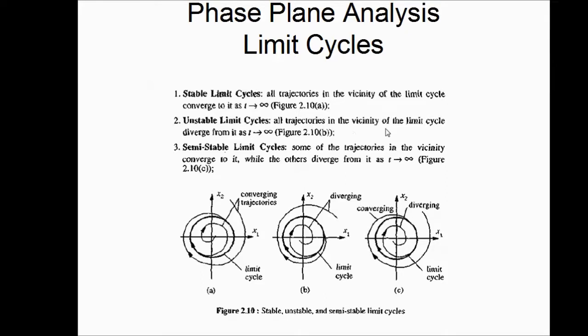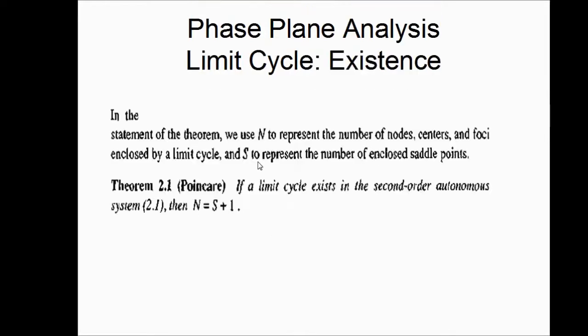If all trajectories in the vicinity of the limit cycle diverge from it as t goes to infinity, then the limit cycle is said to be unstable, which is happening in this case. The inner trajectory is diverging away, and the outer trajectory is also diverging away. So it's an unstable limit cycle. A semi-stable limit cycle occurs when some trajectories converge to the limit cycle and some diverge. In this example, the inner trajectory is diverging away from the limit cycle, and the outer trajectory is converging towards it. So it's a semi-stable limit cycle. When both trajectories diverge, it's an unstable limit cycle.